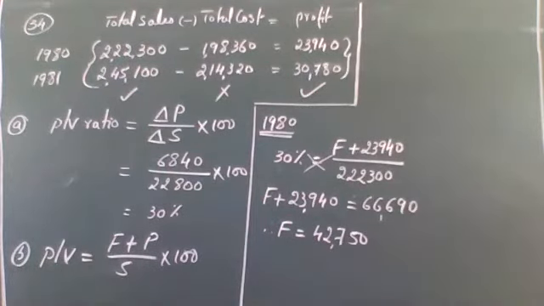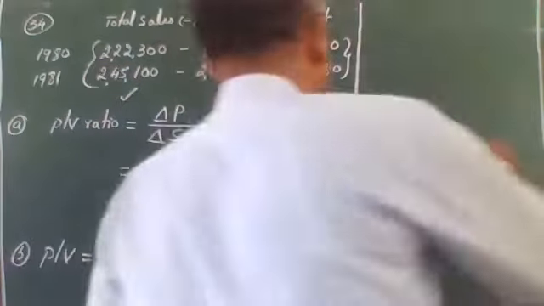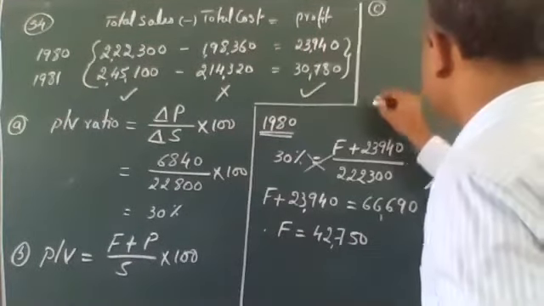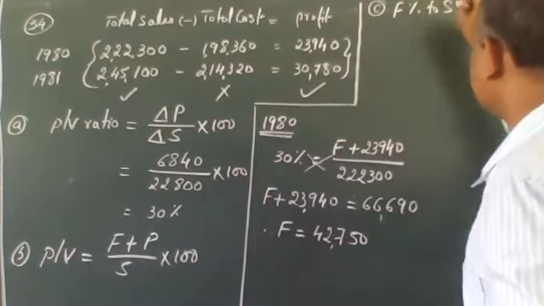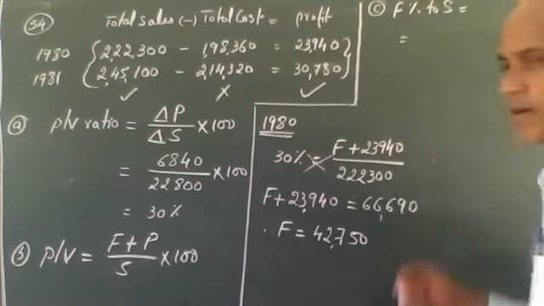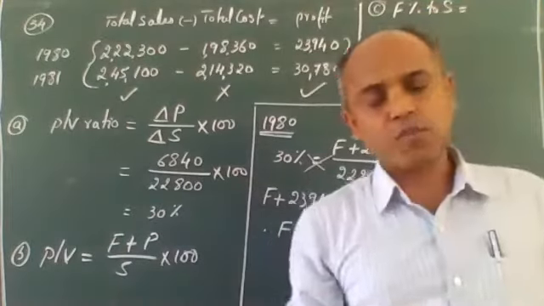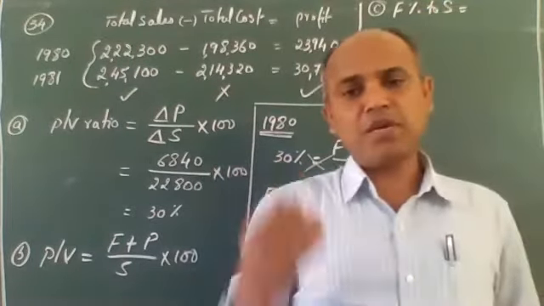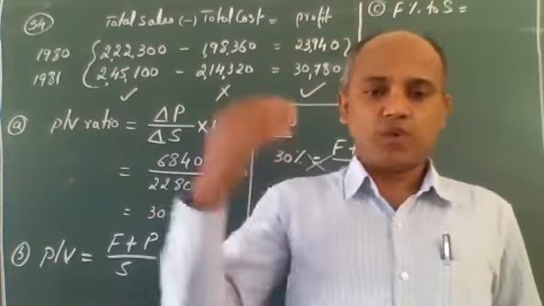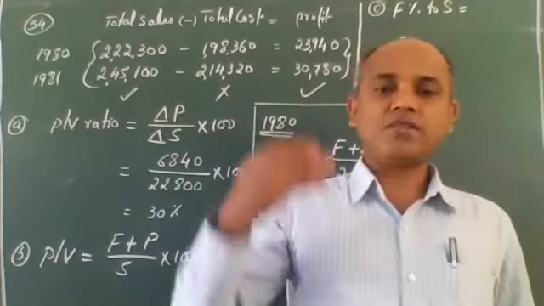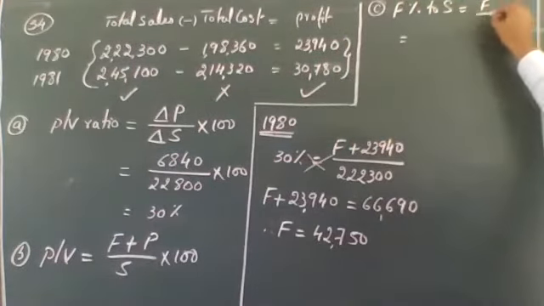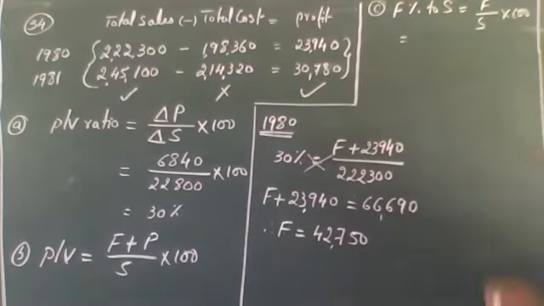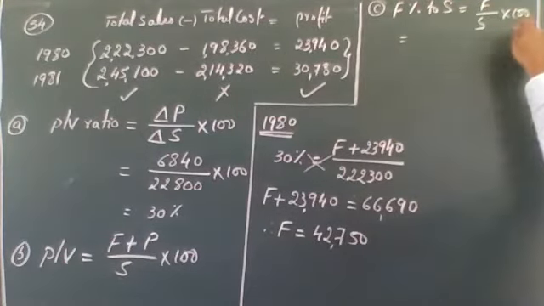The next part of the question says, what is the fixed cost percentage to sales? This is the third bit he is asking. I have told you that contribution percentage is contribution upon sales, BEP percentage is BEP upon sales, variable cost percentage is variable cost upon sales, profit percentage is profit upon sales. Similarly, fixed cost percentage means it is fixed cost upon sales expressed as a percentage. So it is fixed cost by sales into 100.